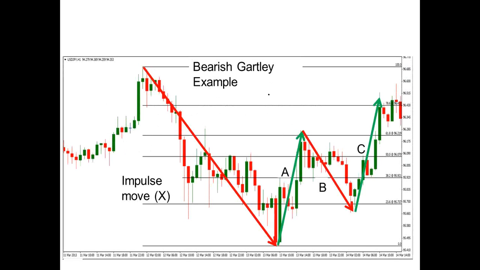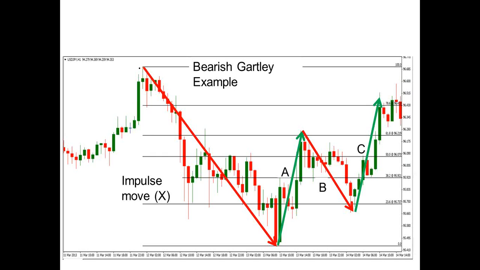Let me take this bearish Gartley into account. This would be a sell opportunity in terms of Gartley.